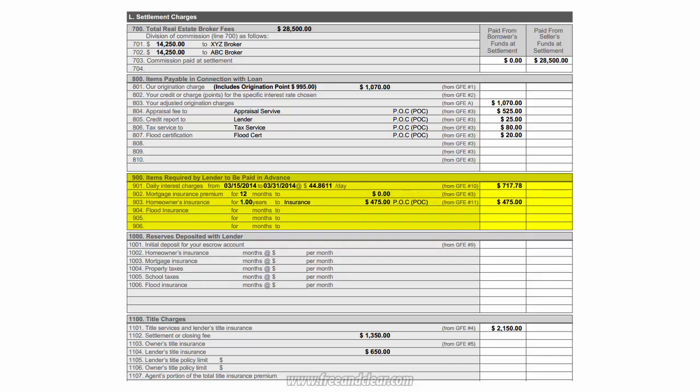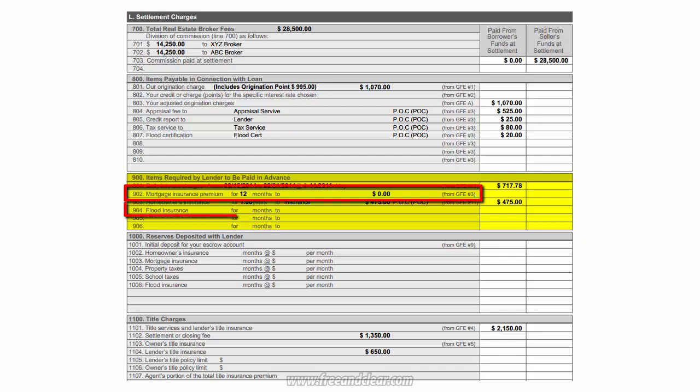Depending on your loan-to-value ratio, which is the ratio of the amount of your mortgage to the value of the property you are buying, and what type of mortgage program you select, you may also be required to pay mortgage insurance to protect the lender in case of default. Also, depending on where your property is located, you may be required to purchase flood insurance. Although these items do not apply to our example, both would be listed in this category if applicable.